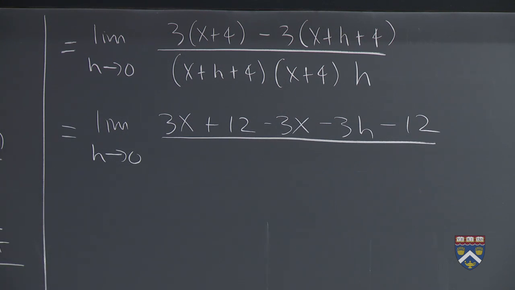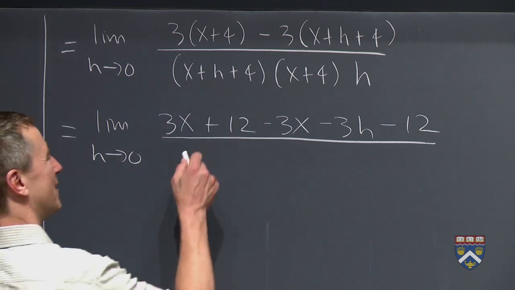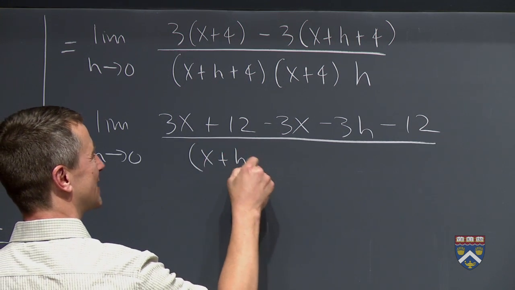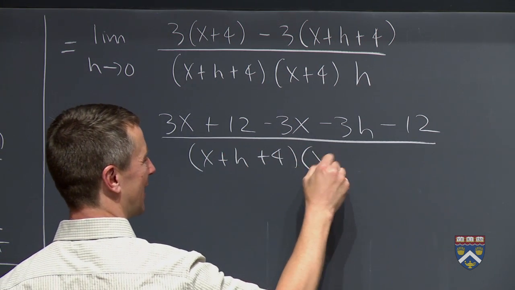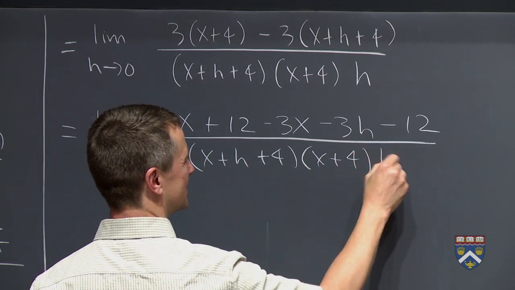They go through a lot of work. And then in the very last step, they factor it back out. And they end up with this very same thing. So save yourself the trouble of that. Don't multiply out denominators. x plus h plus 4, x plus 4 times h.